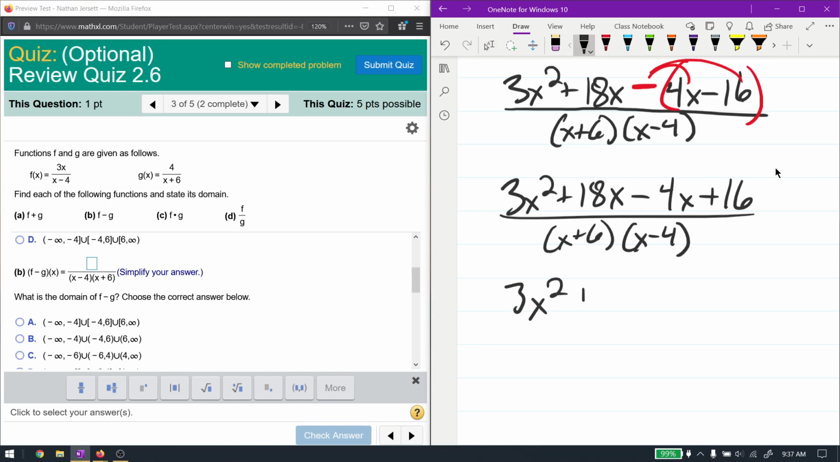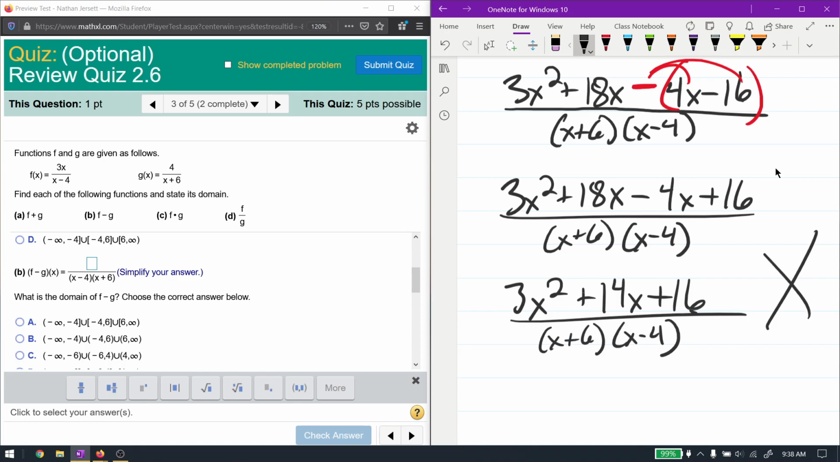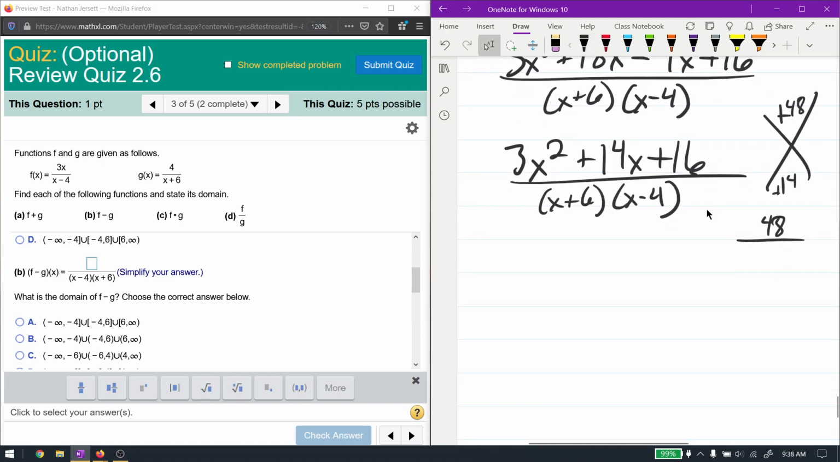Combining like terms, we get 14x plus 16. Now I can do the AC method. 3 times 16 is 48. Positive 14. So two numbers that multiply to give 48, add to give 14. 4 times 12 gives me 16. 5 doesn't go into there. 6 times 8 is 48. Yeah, so 6 times 8.